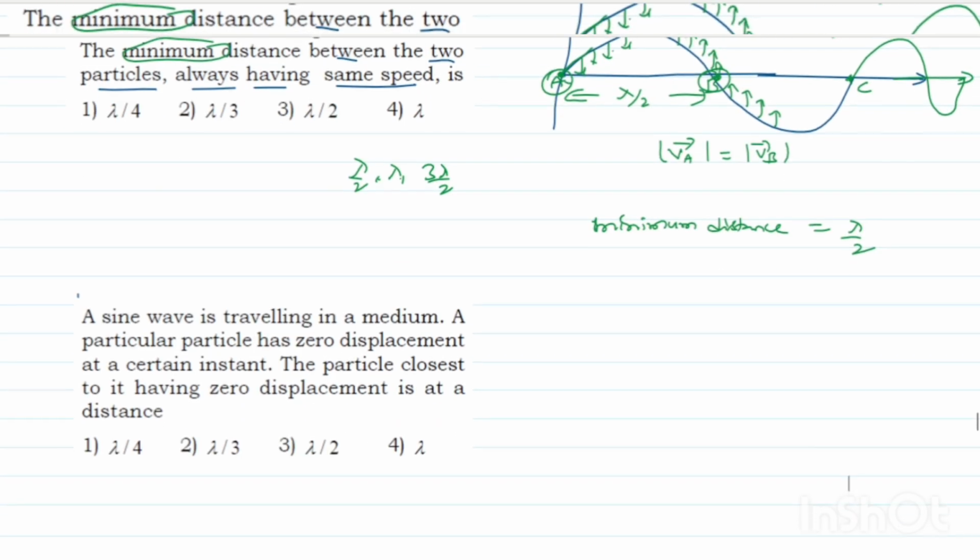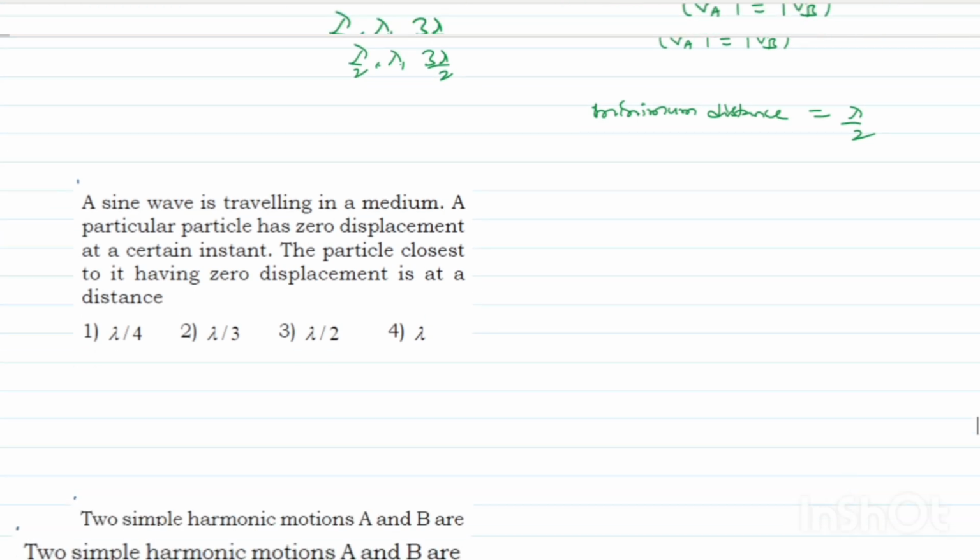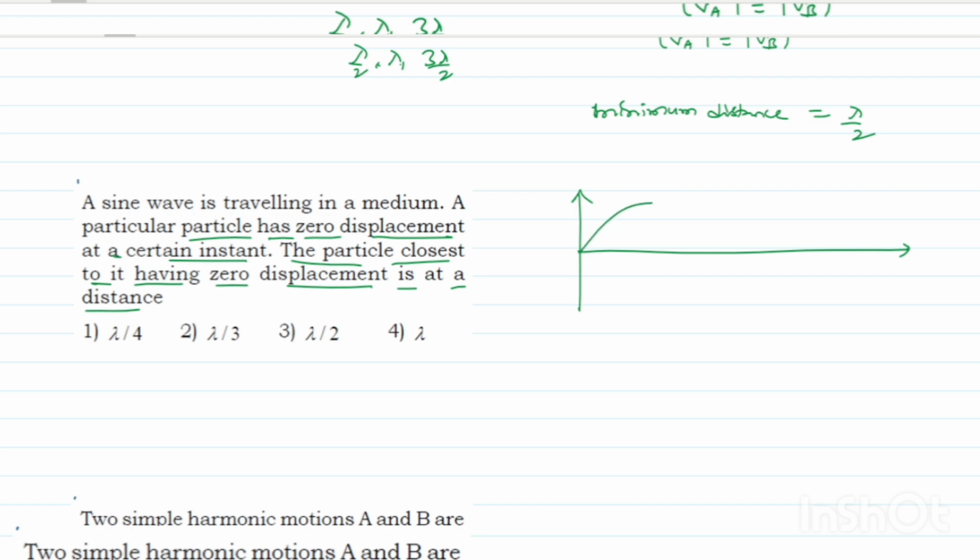Let us see the next question. The next question says a sine wave is traveling in a medium, a particular particle has zero displacement at a certain instant, the particle closest to it having zero displacement is at a distance. So here a sine wave is going to be traveling in the medium, you can take. This is a sine wave you are taking.